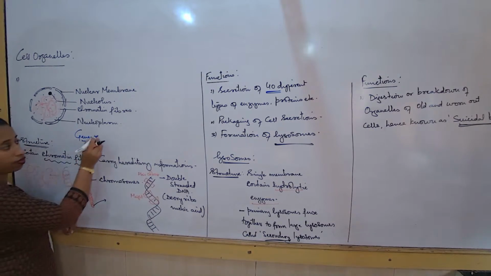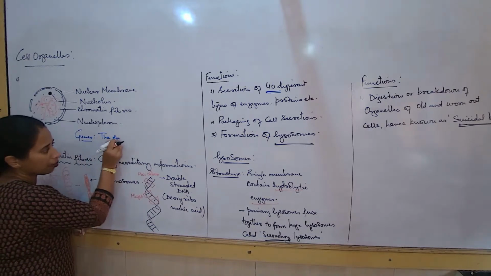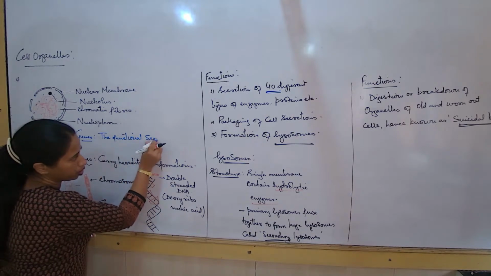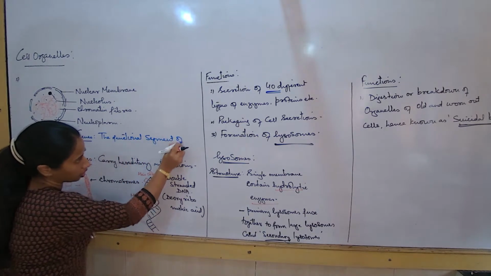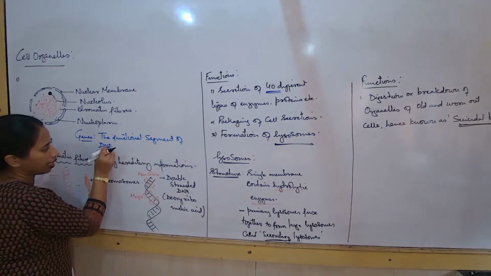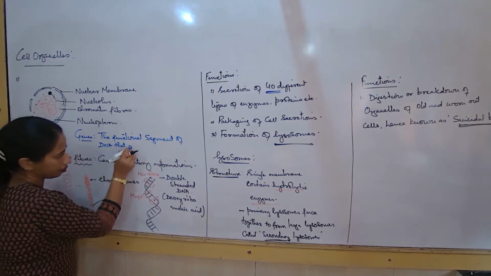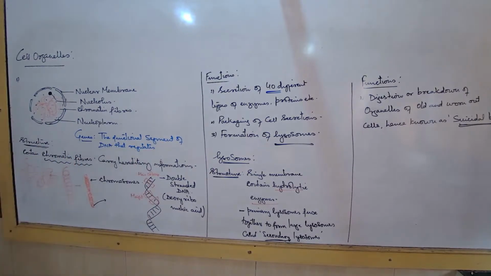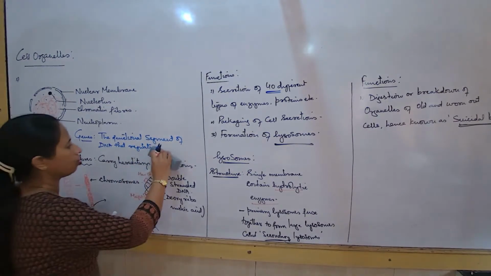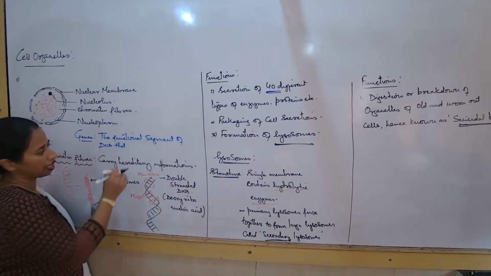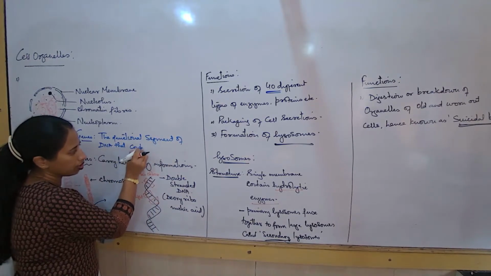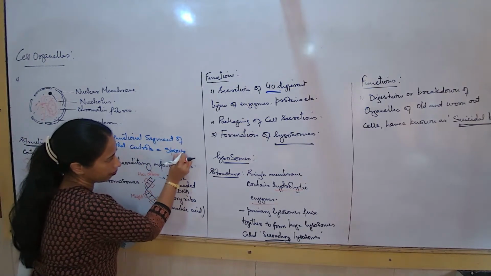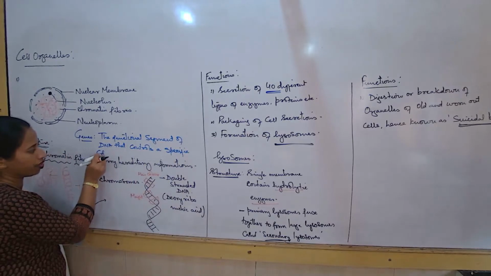Then what is the definition of the word gene? The functional segment of the DNA that regulates or controls. We can write controls, a common word. So, the functional segment of the DNA that controls a specific character.